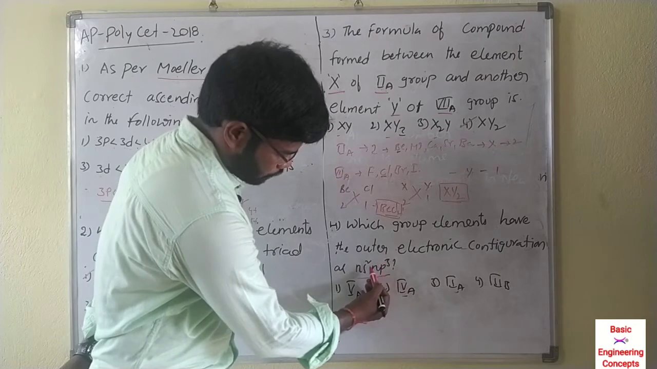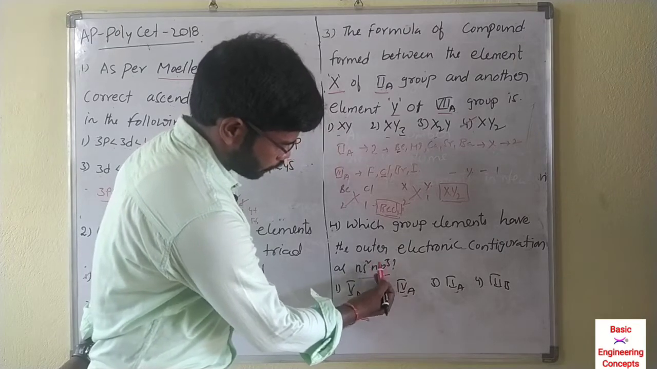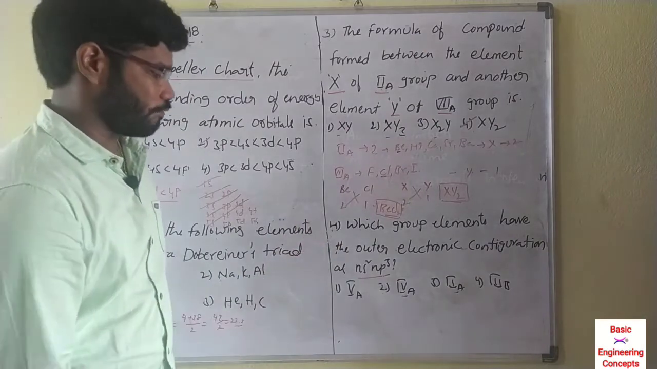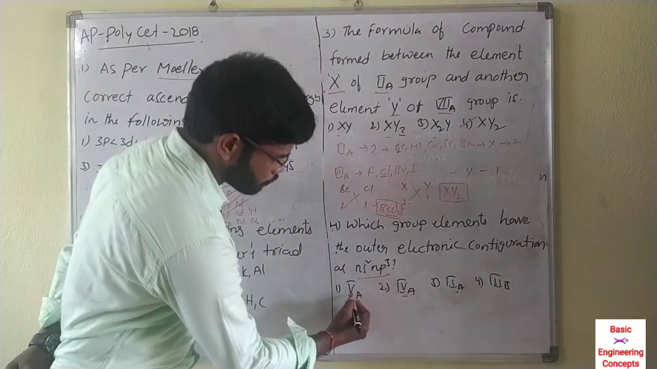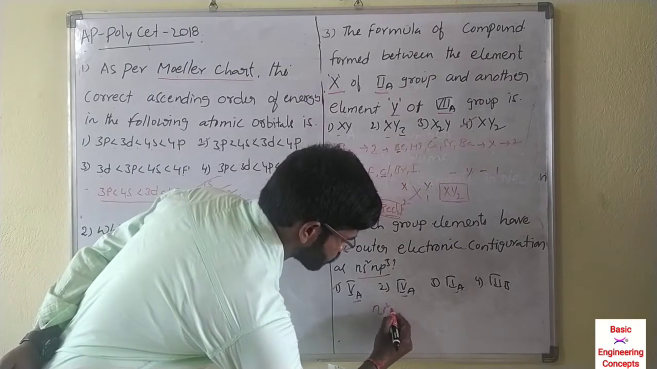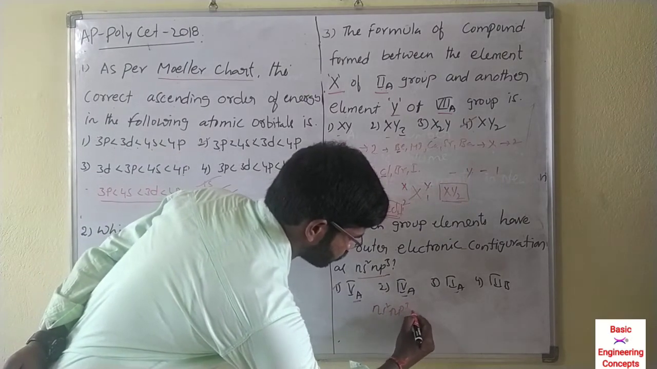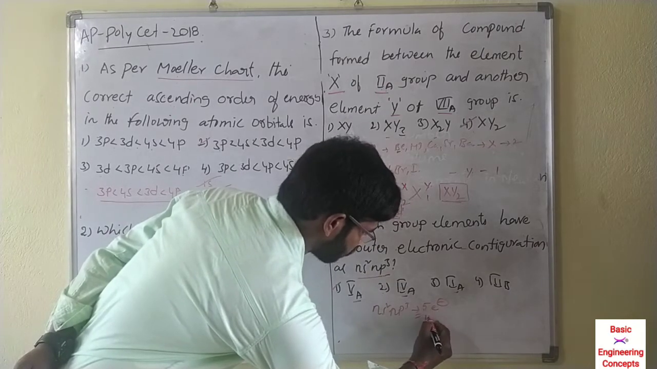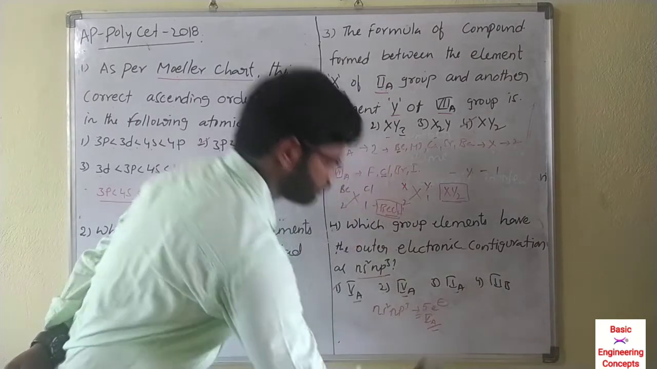First of all, we'll count how many electrons: 2 plus 3, total 5 electrons. So ns2 np3, 5 electrons, means which group elements? Fifth group elements. This is the correct answer. ns2 np3, so total 5 electrons, so it is equal to fifth A group elements.